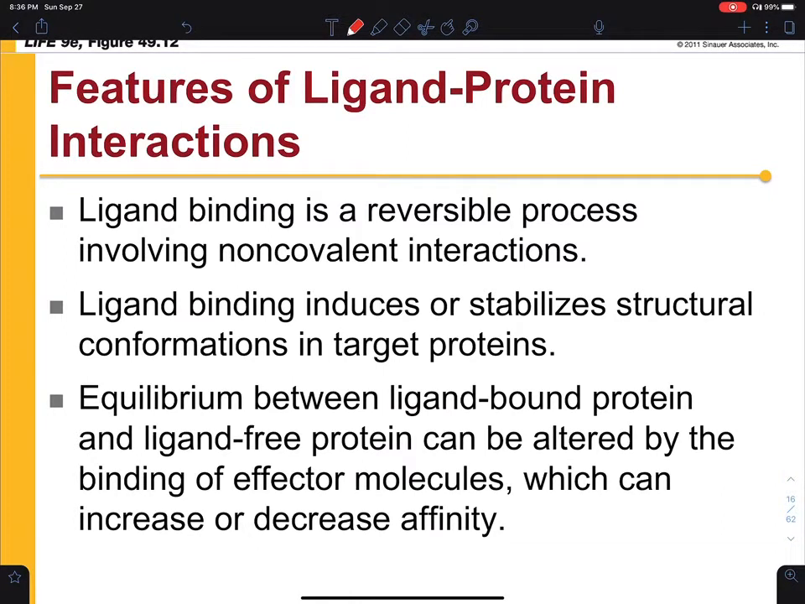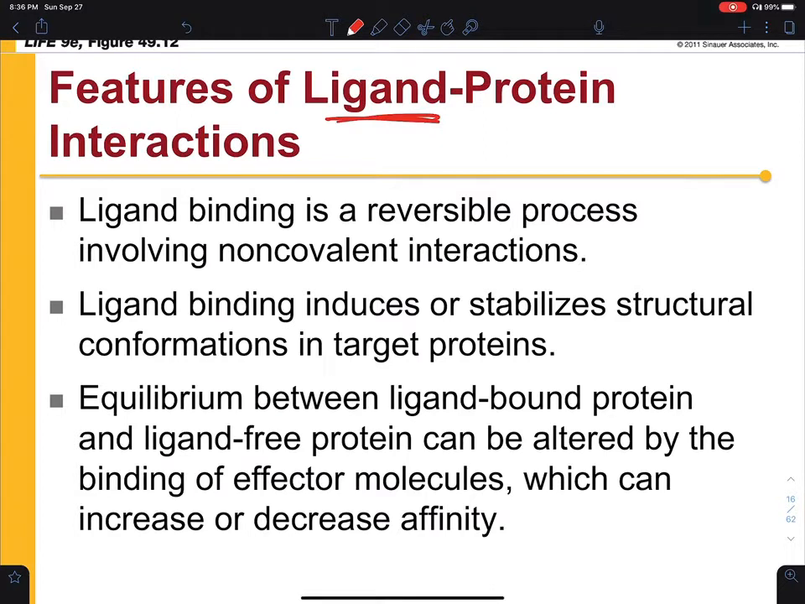Okay, so now we get to do some of my favorite stuff in biochemistry, which is good old quantitation. We'll learn some formulas, we'll get some numbers, and have a good old time. We're going to talk about ligand protein interactions. And first, I guess we should define a ligand.